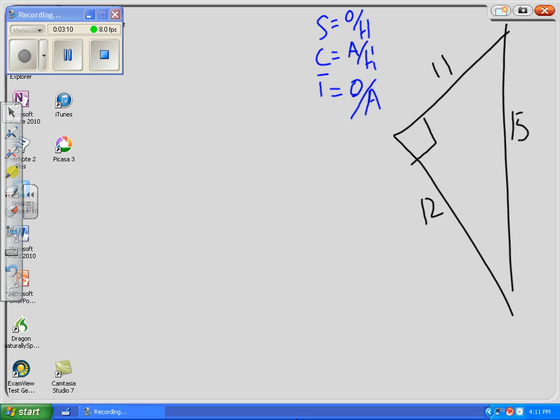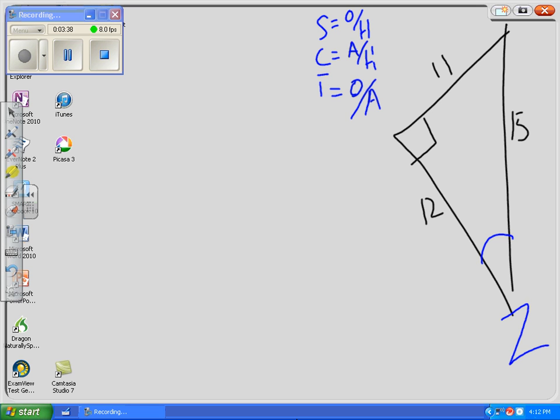Okay, now let's look at this next problem. If you go to problem number 3, part F, you have a triangle that looks like this. It's 11, 15, and 12. And it says calculate the sine, cosine, and tangent of the angles named in each triangle. So which one is named in this one? This one has a letter down here, Z. So this is our angle.